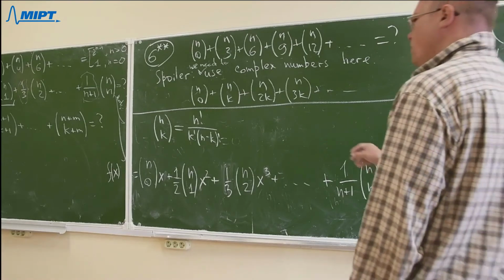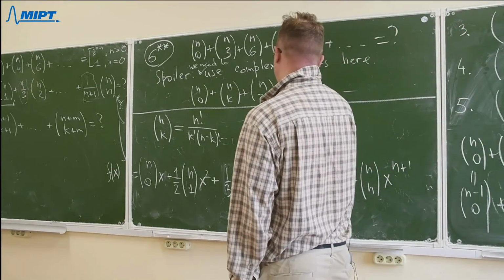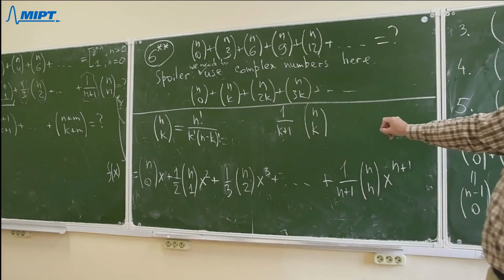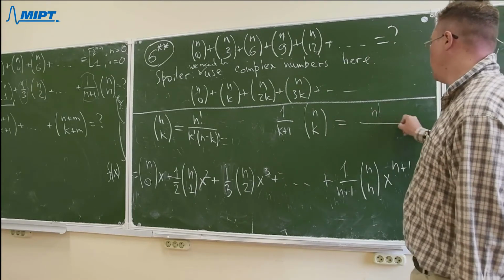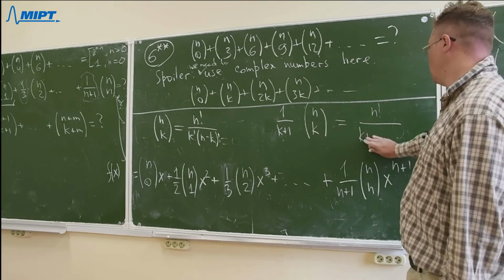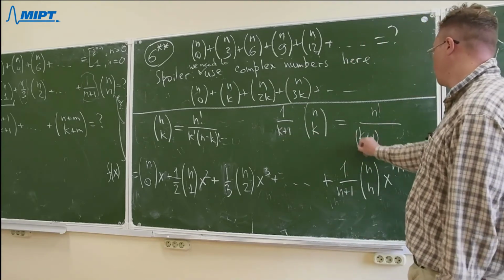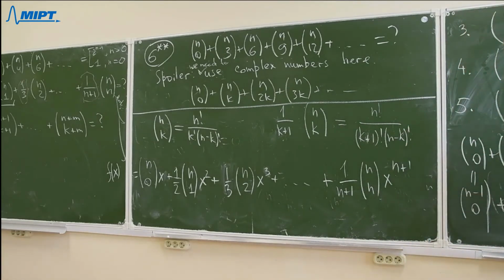So here we have 1 over k plus 1 and plus k. Yes, I can write this k plus 1. So I have k plus 1 times k factorial is k plus 1 factorial times n minus k factorial. So I can make from it another binomial coefficient.